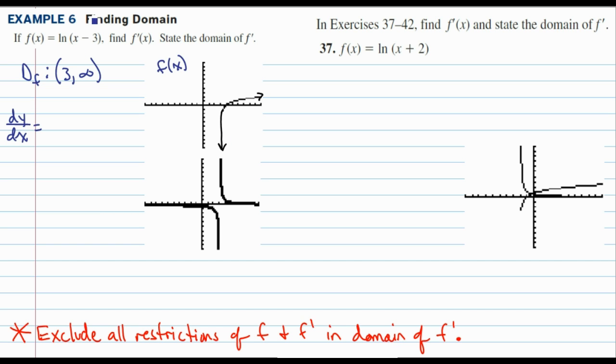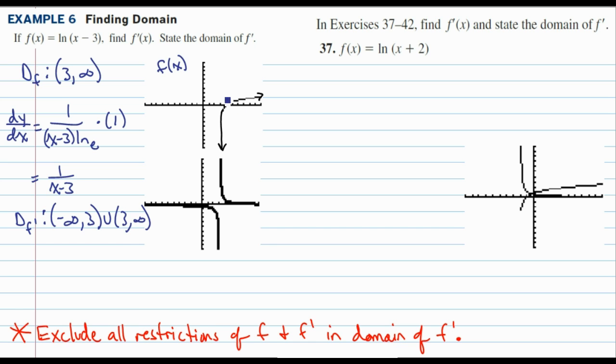The derivative of the log base a of u is 1 over u times the natural log of a, which in this case is e, times the derivative of u, which is 1. So in short, this will be 1 over x minus 3. Not too complicated. So it looks like the domain of f prime can be anything but 3.